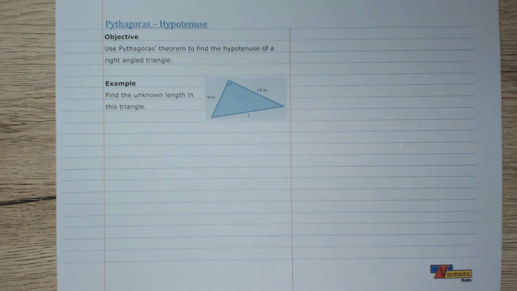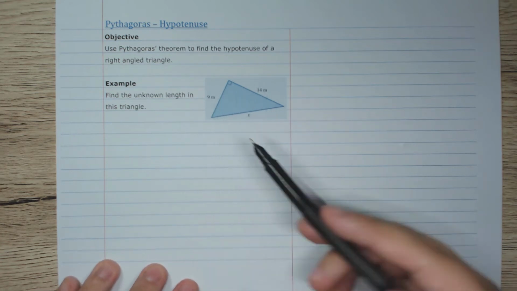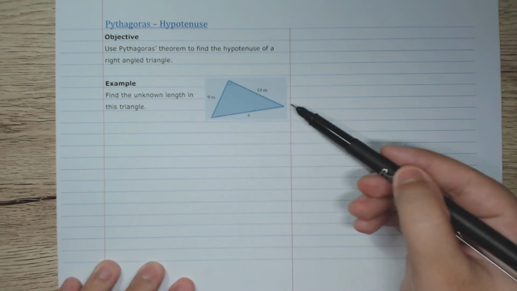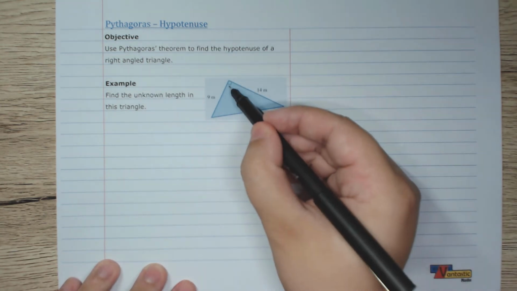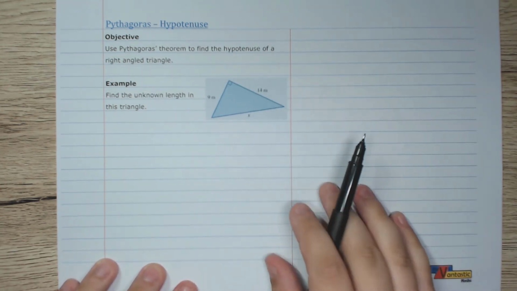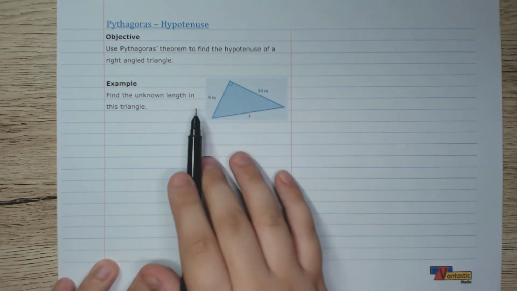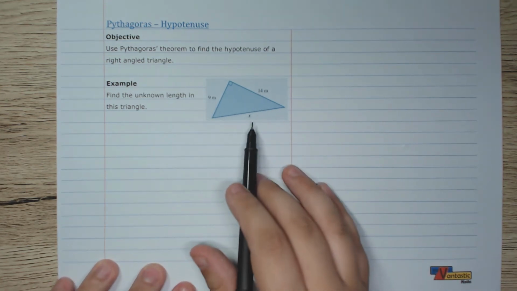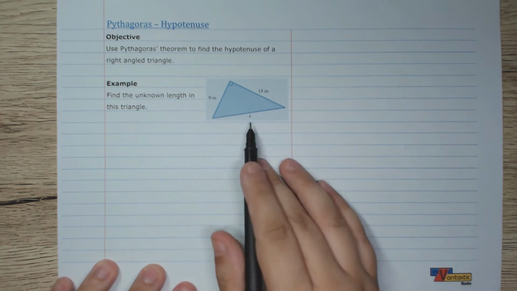Hi, this is Mr. V, and this video is going to be looking at how we can use Pythagoras' theorem to find the hypotenuse of a right-angled triangle. In this example, I've got a right-angled triangle. We've got a right angle here, a 90-degree angle, and in our triangle we know two of the sides, 9 and 14, and one side is missing, so we've labeled it X.